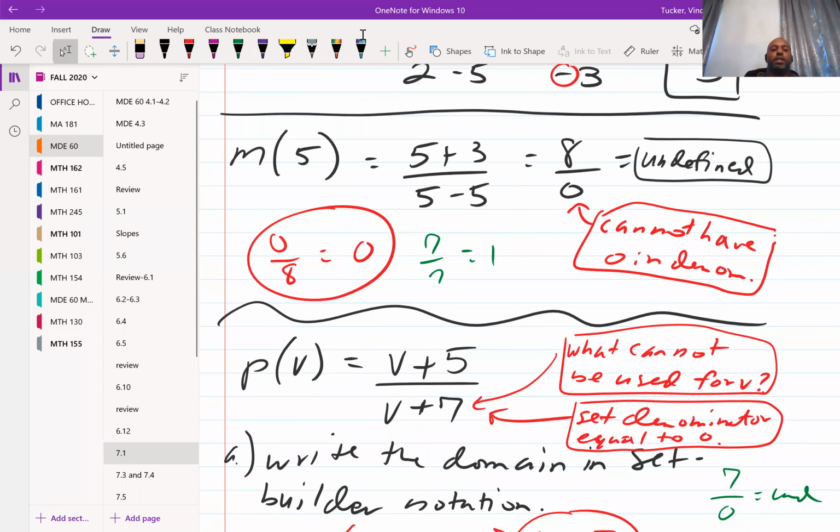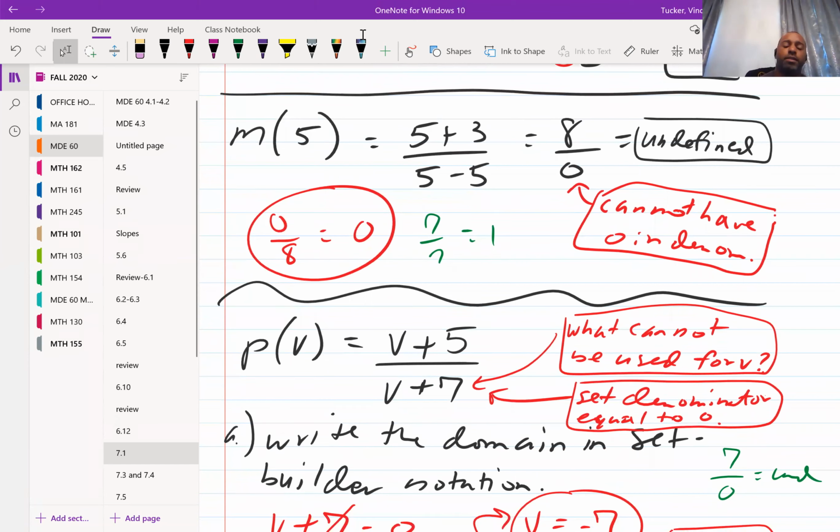All right. So looking at this next one, we have P of V, that's V plus 5 over V plus 7. It says write the domain in set builder notation. So remember our domain, I believe we talked about domain in this class before. Our domain is what can be used for X. And so the way that we find our domain is to analyze what cannot be used for X. Well, in this case, it's for V. So that's what I have in the red boxes. You want to know what cannot be used for V.